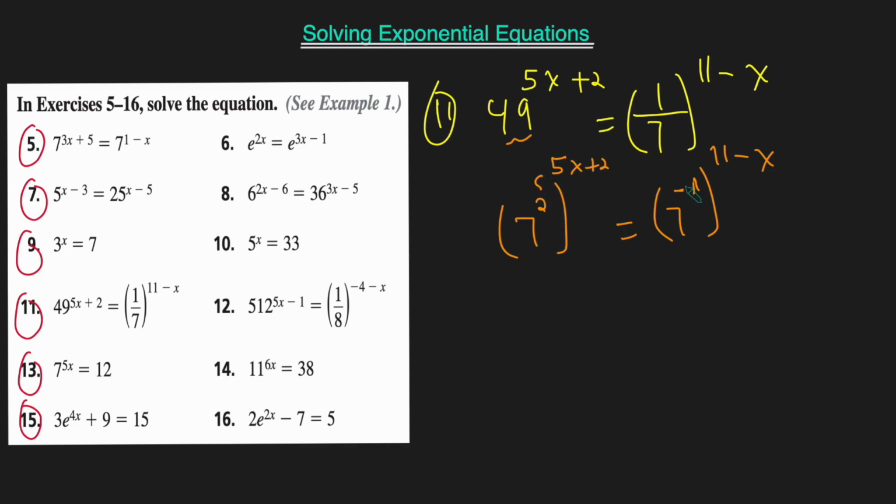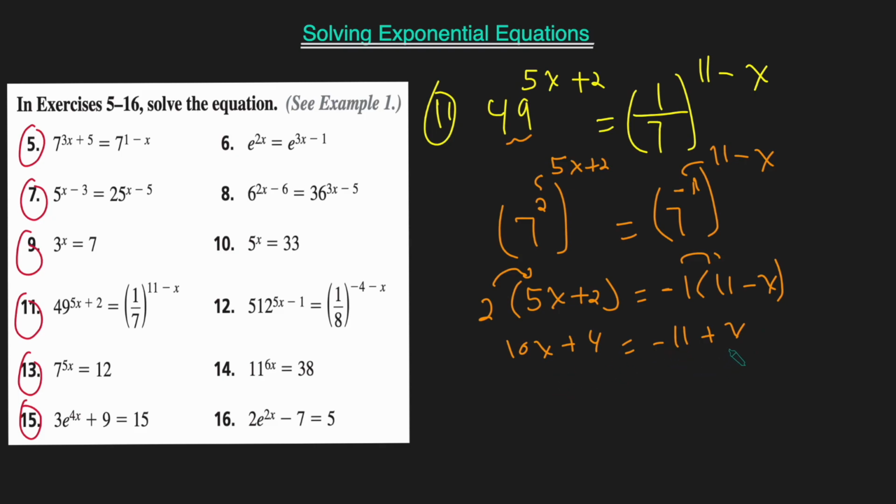So I'm just going to distribute this there and distribute this there, and I'll have the two sides equal and solve for my x. So now all I have to do is distribute the 2 inside and the negative 1 inside. 2 times 5x is 10x, and 2 times 2 is 4, and I have minus 11 plus x. I'm going to go ahead and move my x to the other side. Negative x, negative x. I'm going to end up with 9x plus 4 equals negative 11.